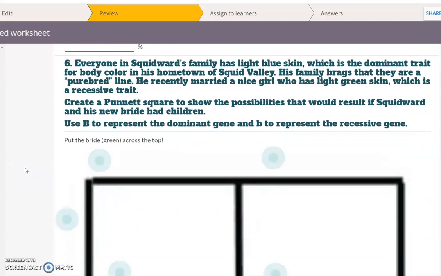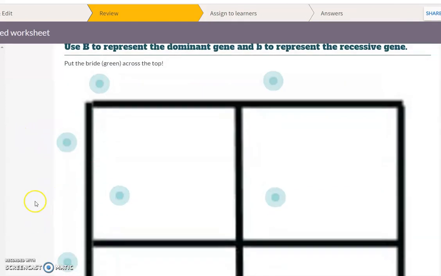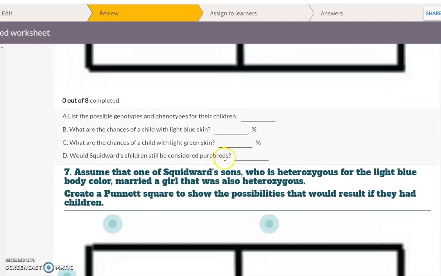Then number 6, we've got Squidward, and we're looking at skin color here. So we've got light blue is dominant over light green. We're going to use big B for the light blue and little b for the light green. Squidward is a purebred. That's the same as saying homozygous. And then the nice girl he's marrying, she has light green skin, which is recessive, which also means homozygous. So please put the bride at the top, and then Squidward you'll put on the left, and then their kids in the middle, and then analyze them.